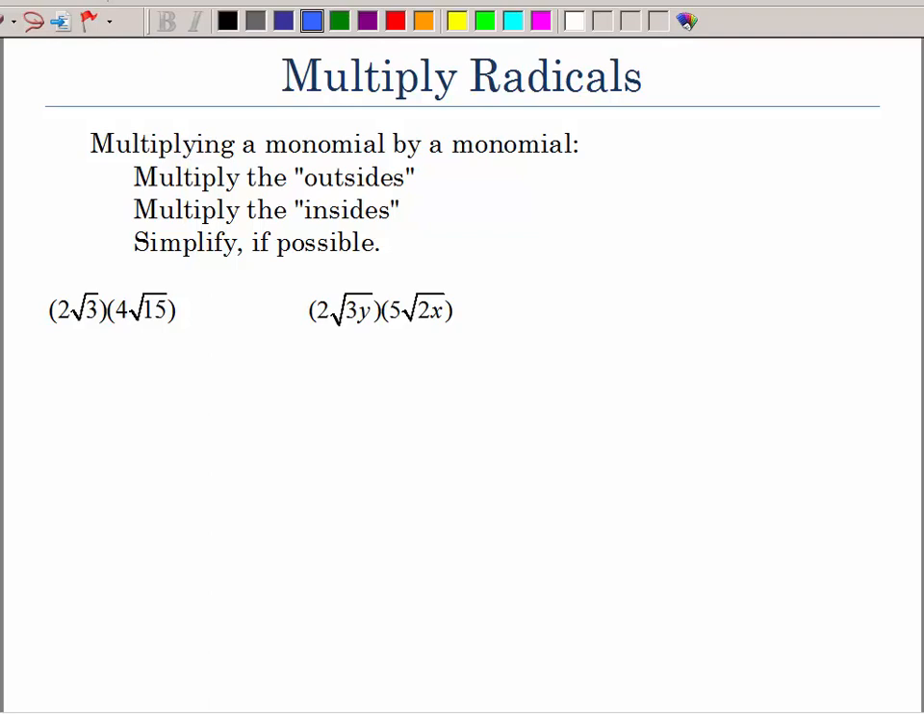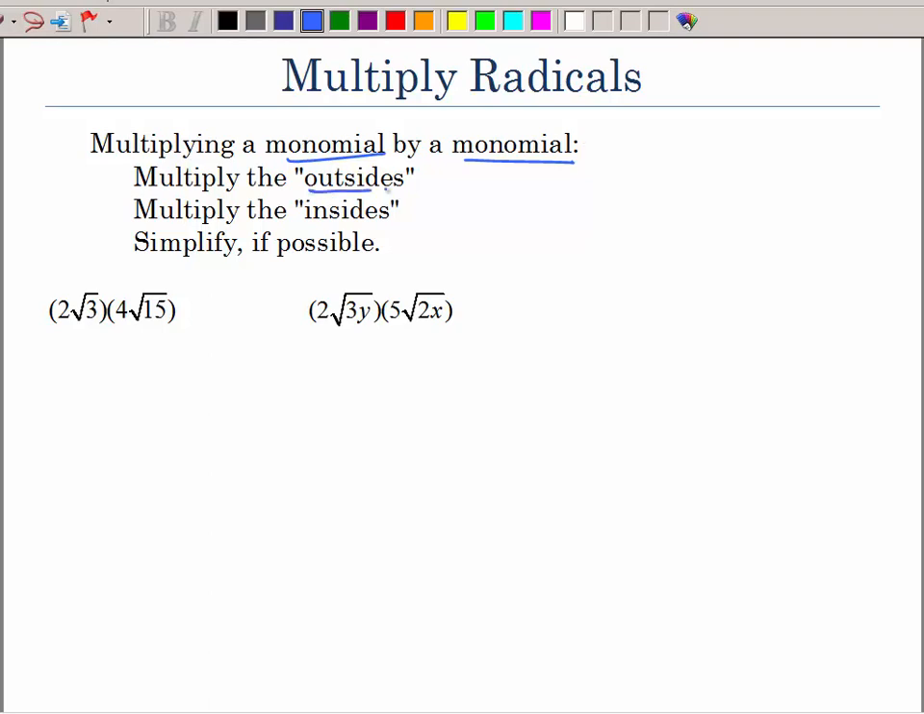In previous videos, we've learned how to add and subtract radicals. So what comes next is how to multiply them. You might think that's actually easier. So we're going to start out with multiplying a monomial times a monomial, because you need to understand the basics before we go into binomials and trinomials.